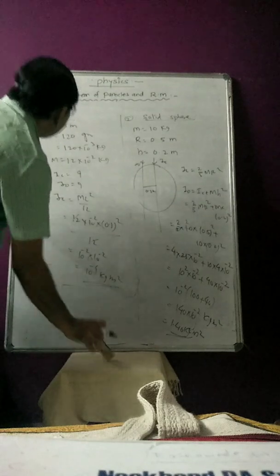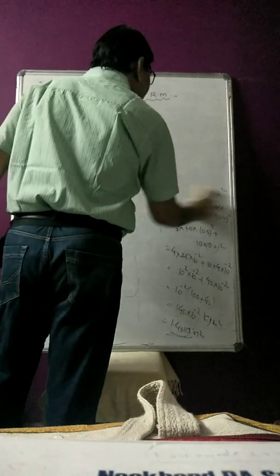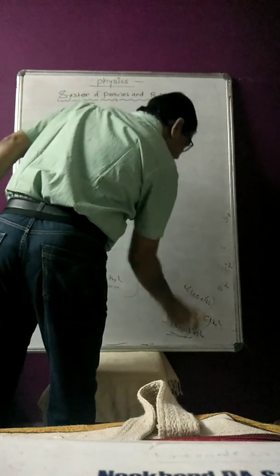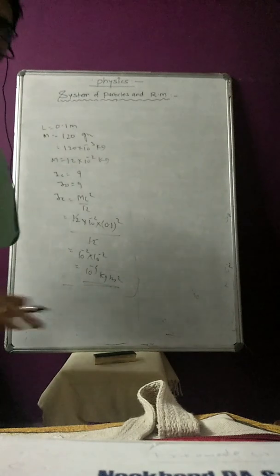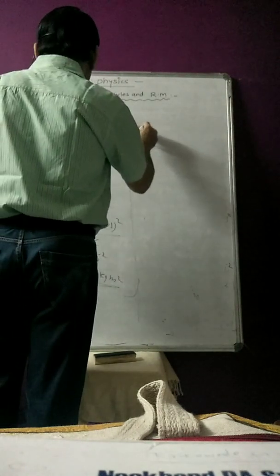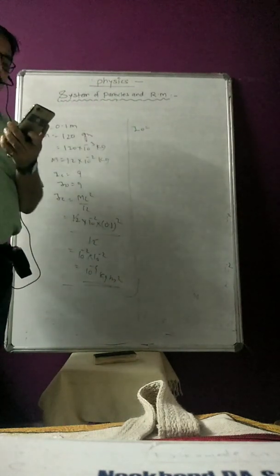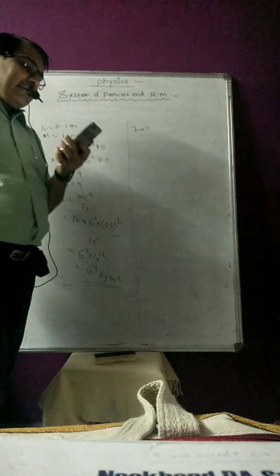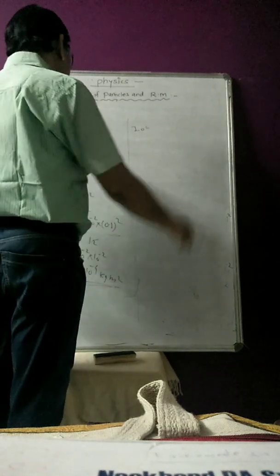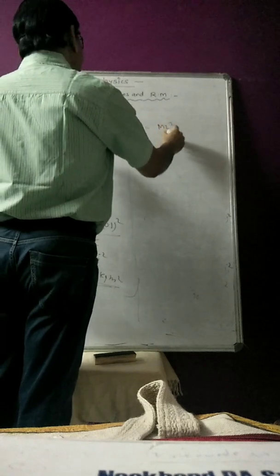That is about the axis passing through its center and perpendicular to its length. One more problem he has asked: find out IO, which means about its one end. That answer, by the parallel axis theorem, you will be able to find out as ml square by 3.